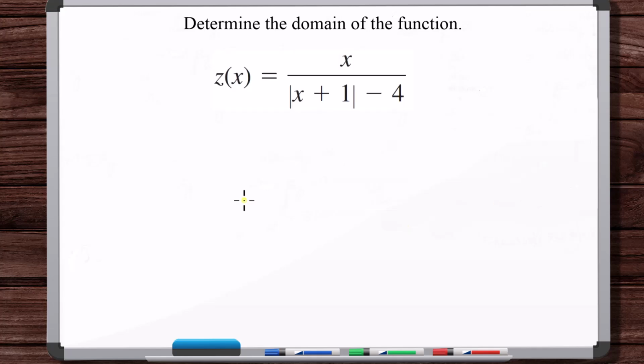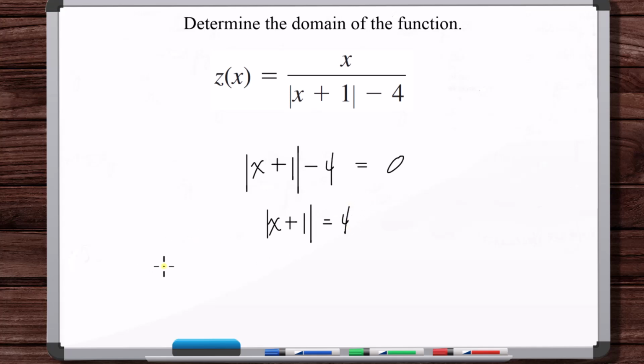Okay. There's no radicals. It's just the absolute value of x plus 1 minus 4. This denominator here cannot be equal to 0. So let's solve this absolute value equation here. You might say, well, what about the absolute value? No, you can input whatever you want into an absolute value. There's no issues with absolute values where the restrictions come up, right? So, okay. Absolute value of x plus 1 is equal to 4.